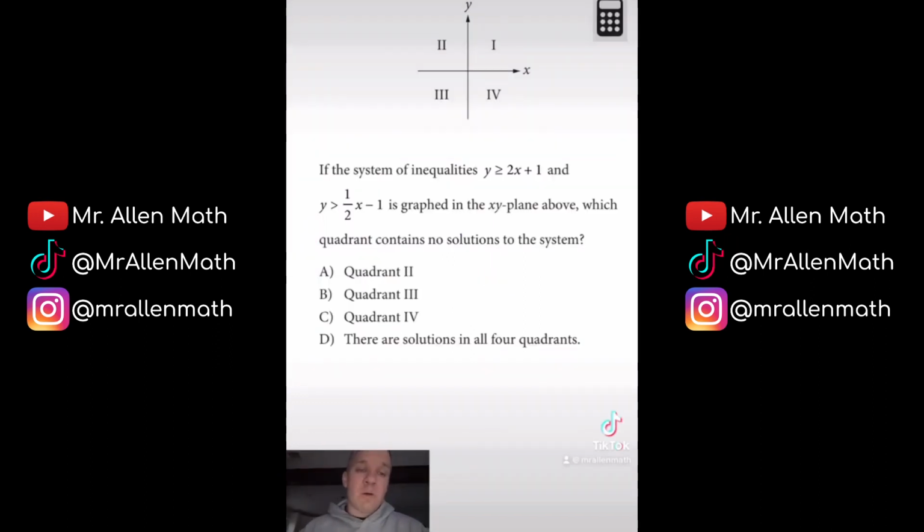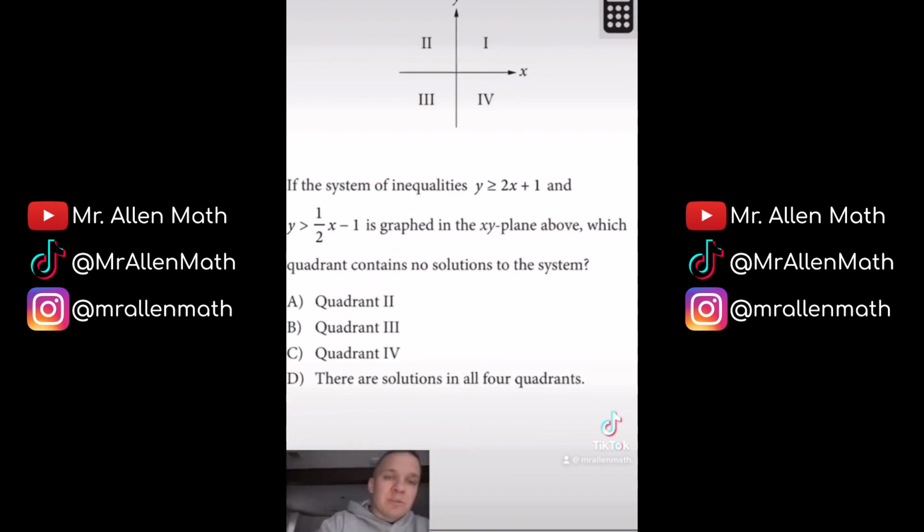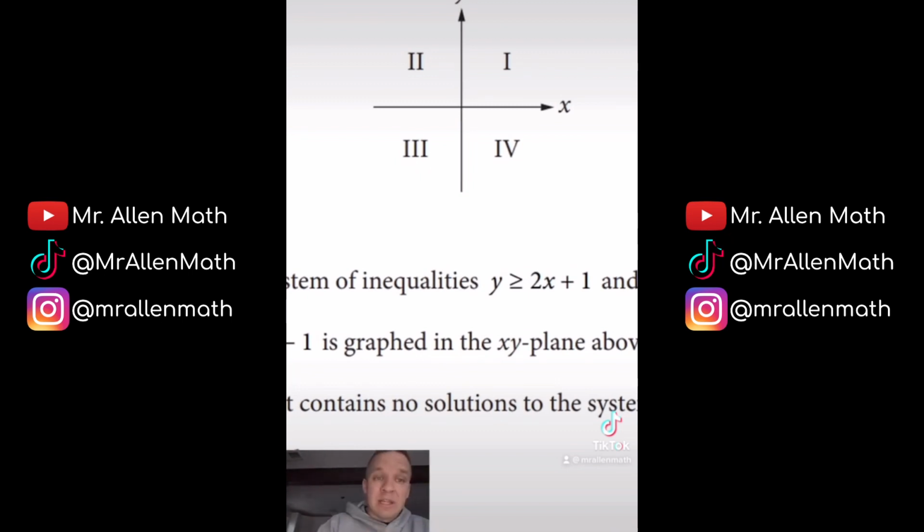If the system of inequalities y is greater than or equal to 2x plus 1 and y is strictly greater than 1/2 x minus 1 is graphed in the xy plane above, which quadrant contains no solutions to the system? All right. So it's either 2, 3, 4, or all of them have solutions. Let's see. How about we start just by graphing these in the given graph here? You could also graph them in your TI-84 Plus since this is the calculator portion.